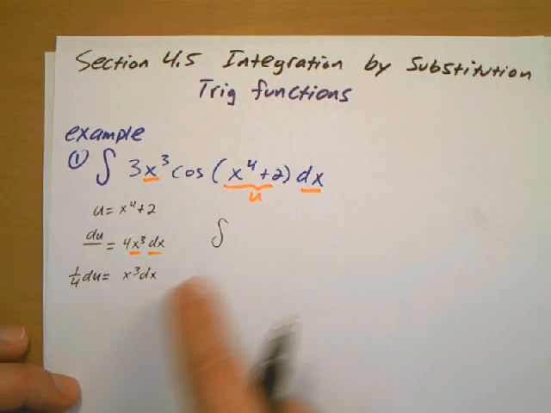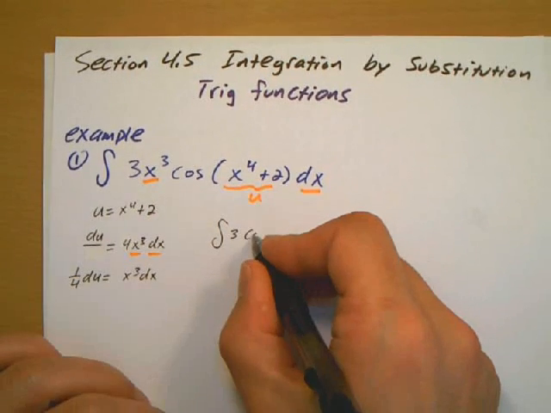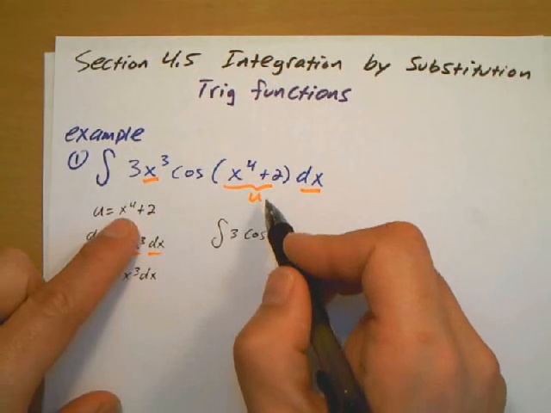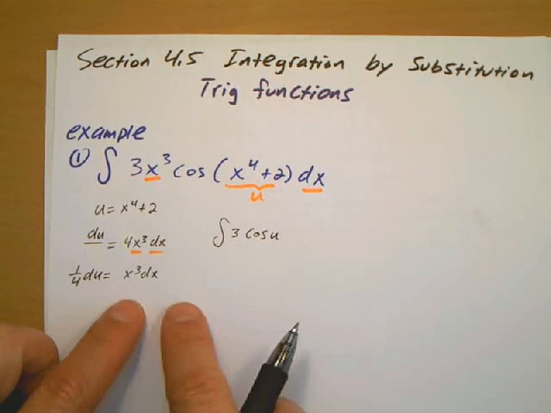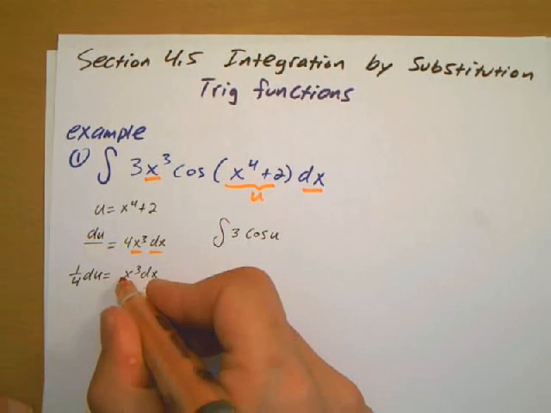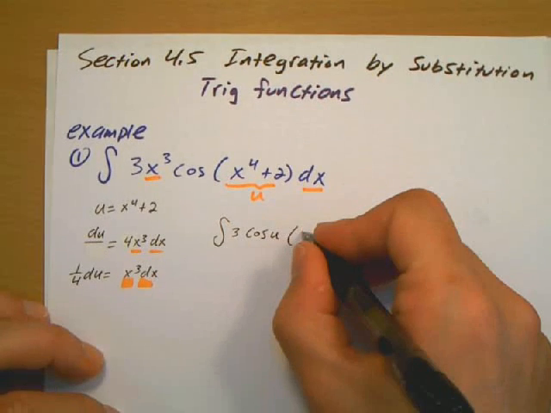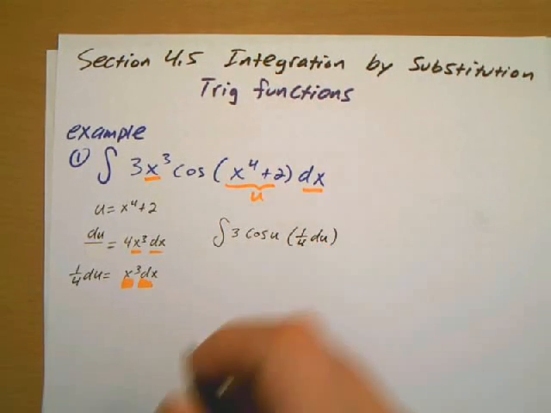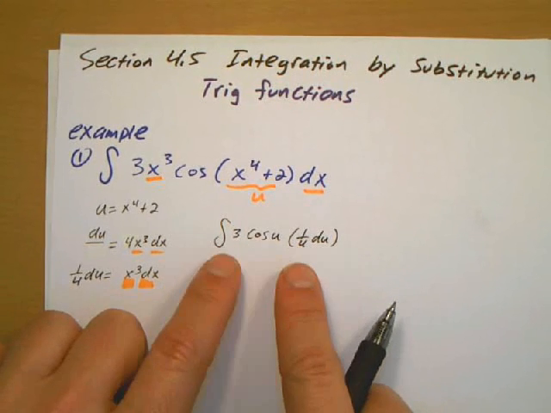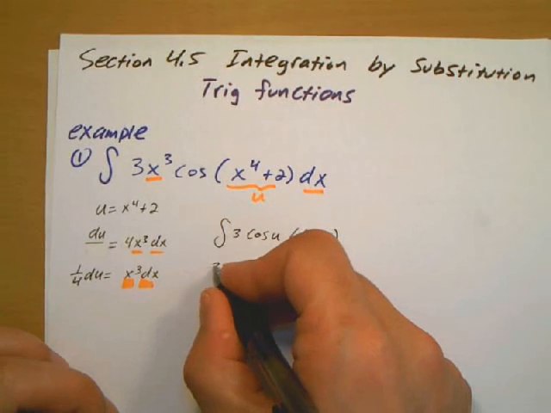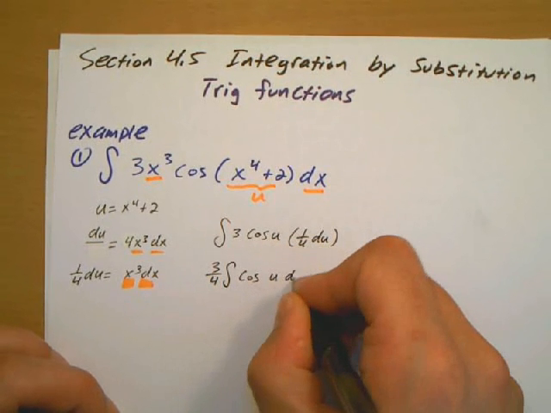When I rewrite my integral, I'm going to keep this 3, so I'm just going to keep it there. Cosine, the inside part is what I let u equal, so it's cosine of u. X to the third dx, which are down over here, these two get replaced with 1/4 du. So the trick I can do is multiply 3 and 1/4 to make it 3 over 4, and then factor that out all at once. So 3 over 4 gets factored out, and then cosine of u du.